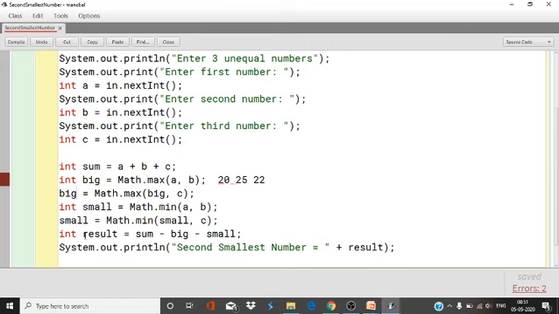Now what will be the result? The second smallest number. So sum. Sum is what? a plus b plus c minus big minus small. So the second smallest is... compiled.